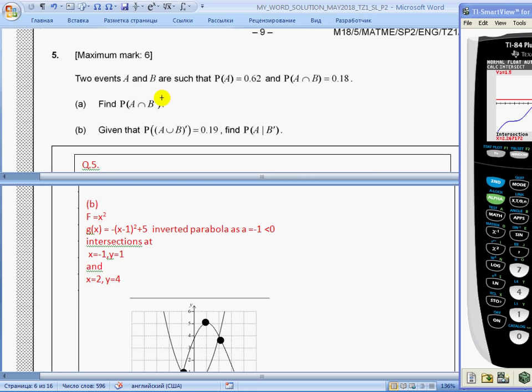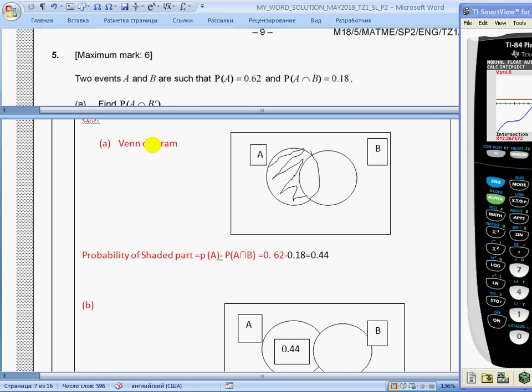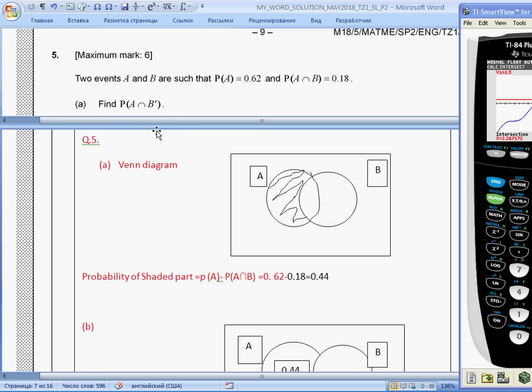Question 5. In question 5 we will use Venn diagrams. Two events A, B. Probability of A is 0.62. Probability of the intersection is 0.18. Find the probability of A intersection not B.